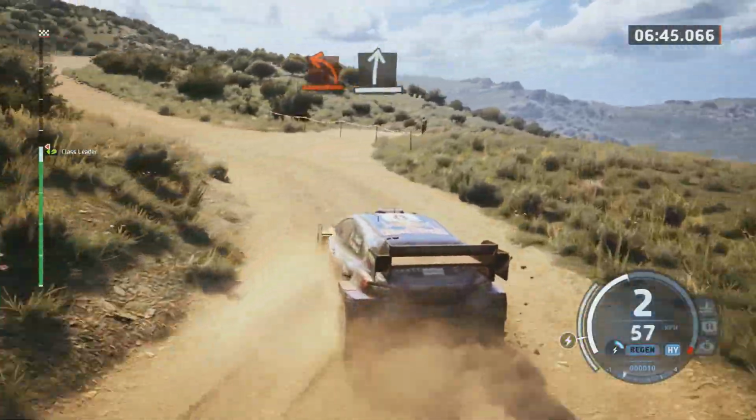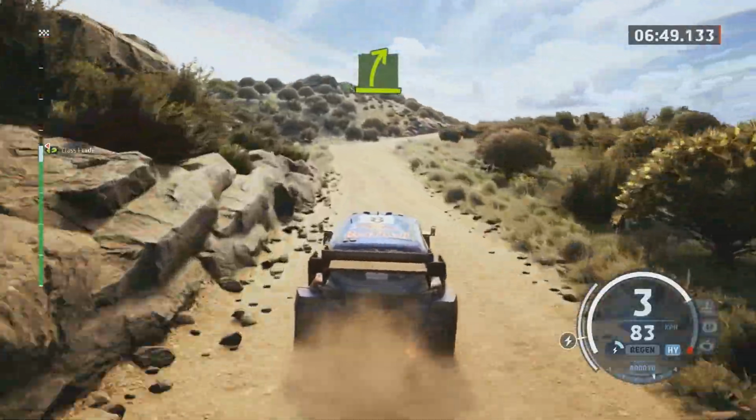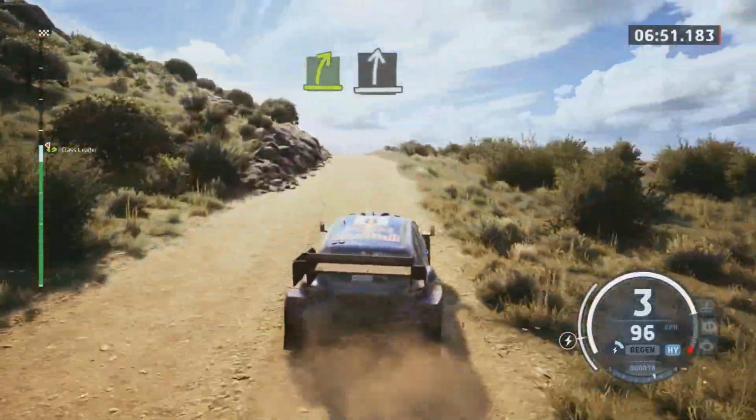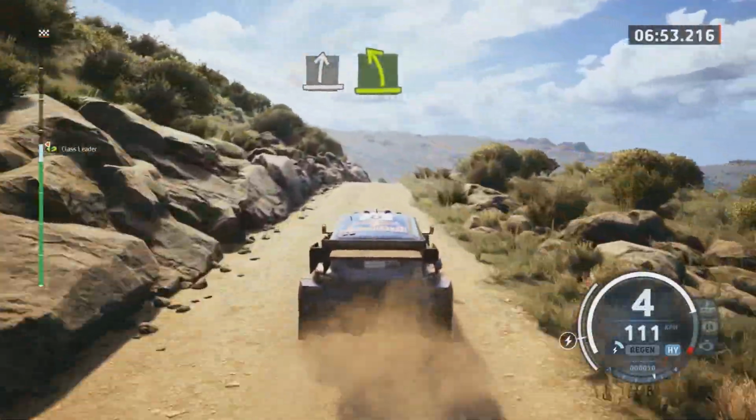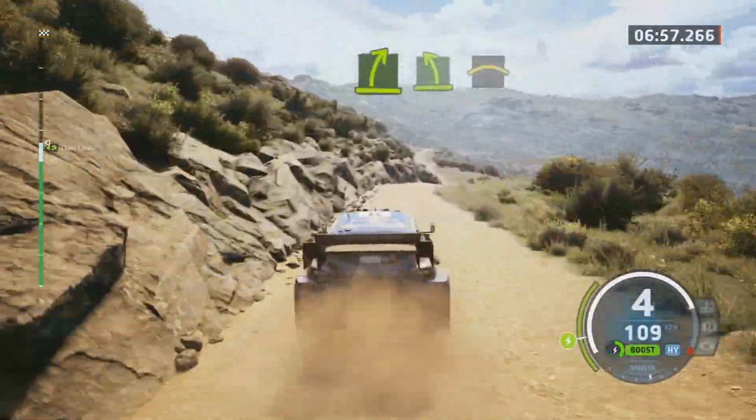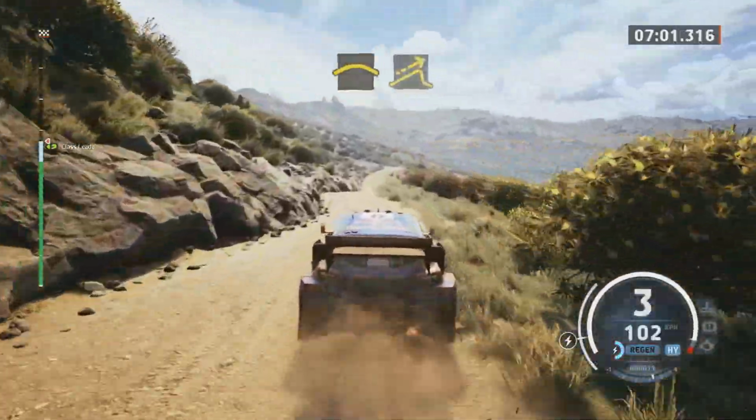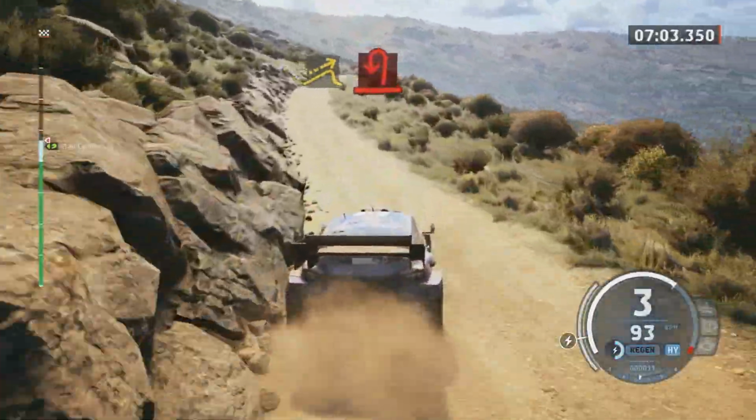Slight right, crest. Easy right. And slight right, crest. Into easy left. Easy right. Into easy left. Through dip. Crest. Jump. Slowing. Hairpin left.